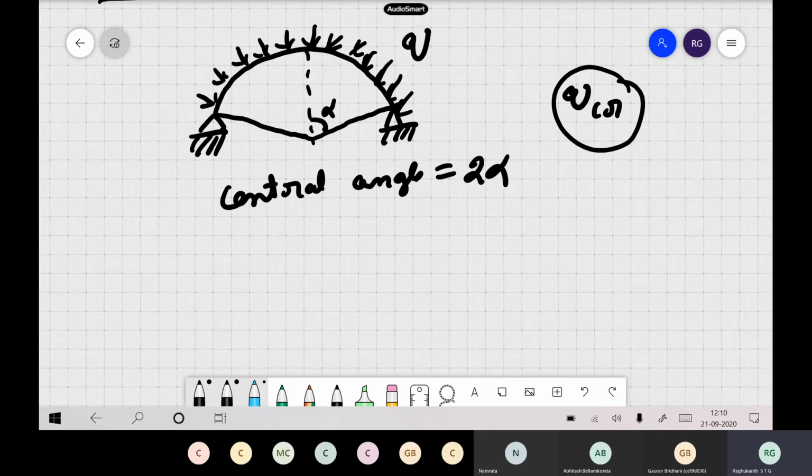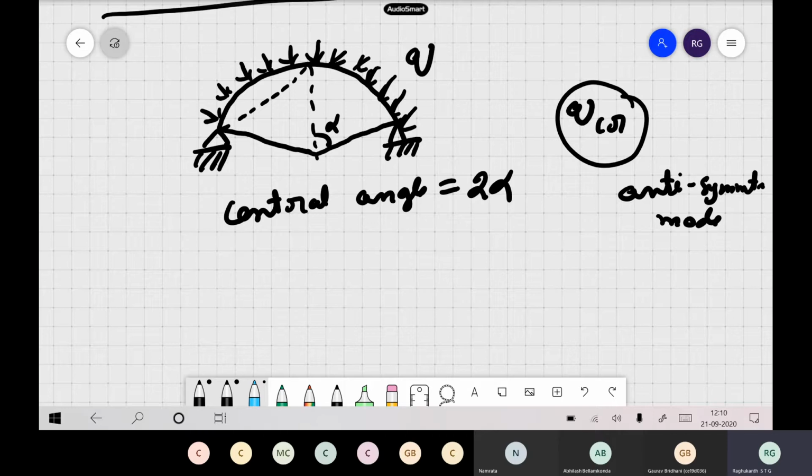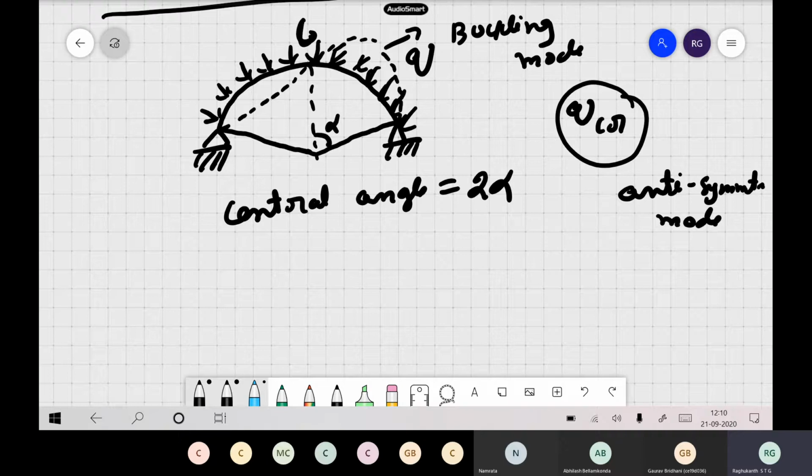Now similar to how we solve the column problem, to find this, if you take the anti-symmetric mode, assume that it is going to fail in the anti-symmetric mode. So the buckling mode shape will be something like this. So this is our buckling mode. C is our crown, this is the one.